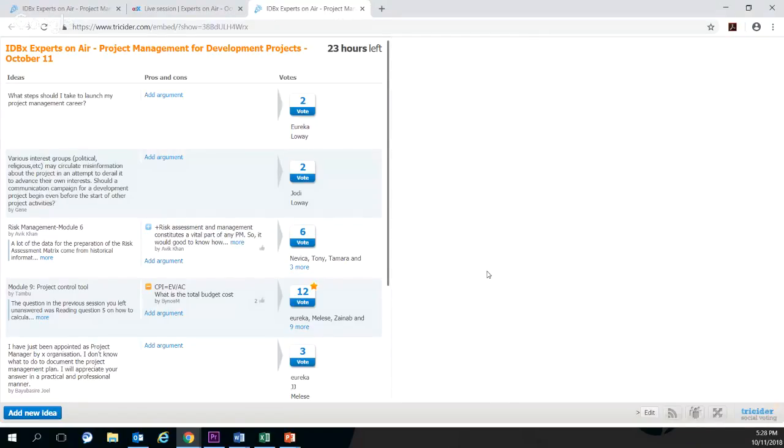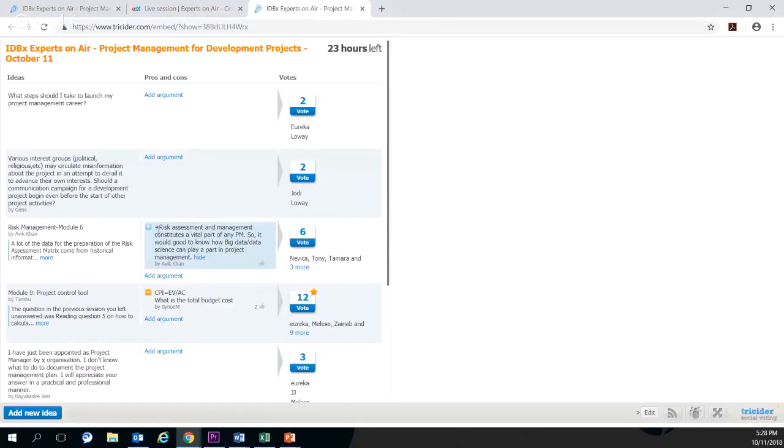Risk management module. The question is, risk assessment and management constitutes a vital part of any project manager. And I think that's absolutely true. And what Cherise was also just explaining, and when we were talking earlier, risk management, I think, is becoming a more important topic in managing successful projects. So the question then goes on, it would be good to know how big data and data science can play a part in project management.